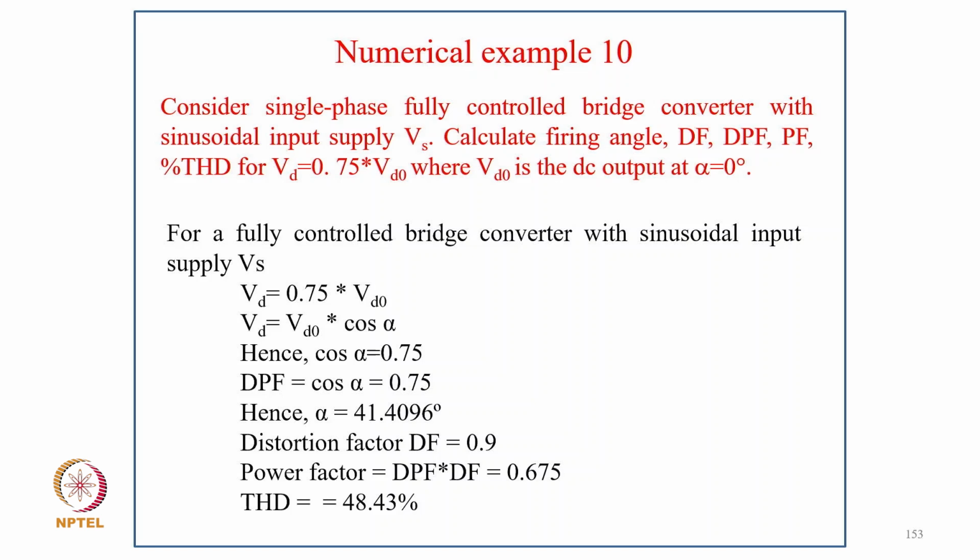Coming to numerical example 10: consider a single phase fully controlled bridge converter with a continuous input current. Calculate the firing angle, distortion factor, displacement power factor, and percentage THD, where VD is equal to 0.75 VD0, with VD0 the DC output at alpha equal to 0. For a fully controlled bridge converter with constant input current, VD is equal to 0.75 VD0, so VD equals VD0 cos alpha, and cos alpha is 0.75. DPF is cos alpha, 0.75, and alpha equals 41.4096 degrees. The distortion factor is 0.9, and the power factor is DPF times DF, that is 0.675, and THD is 48.43%.